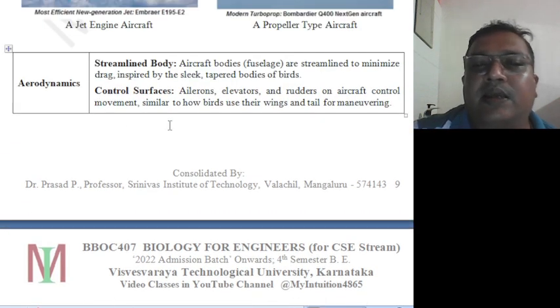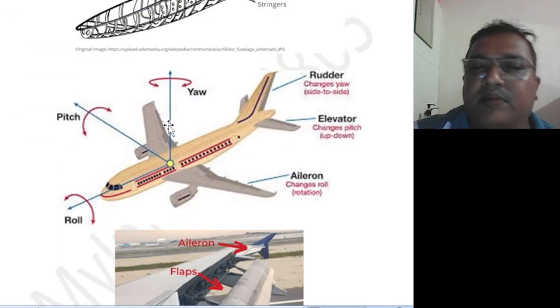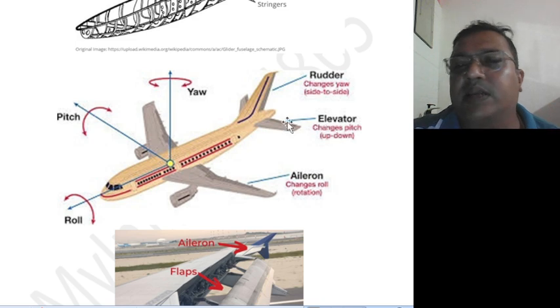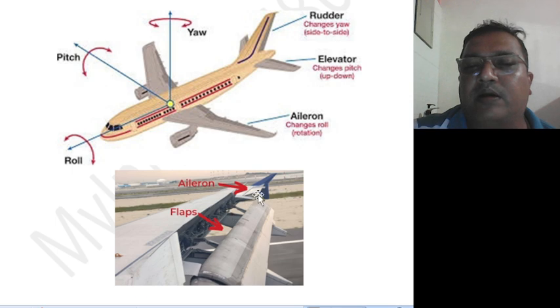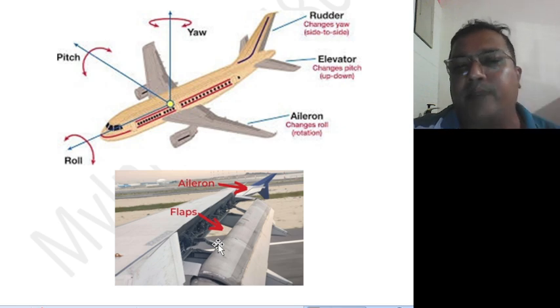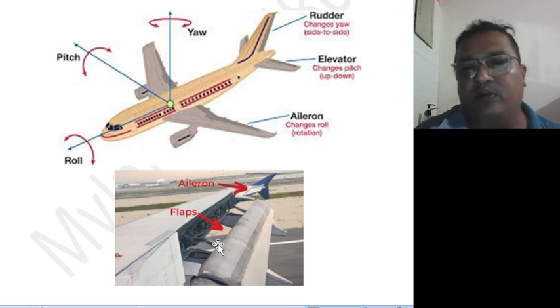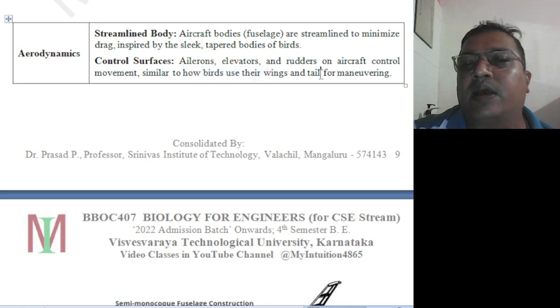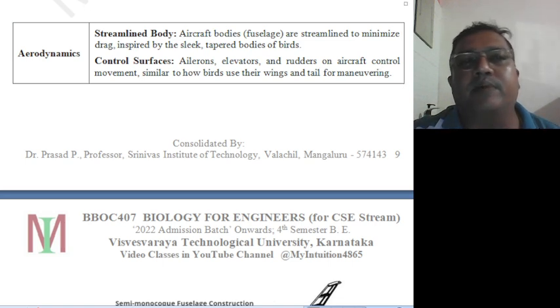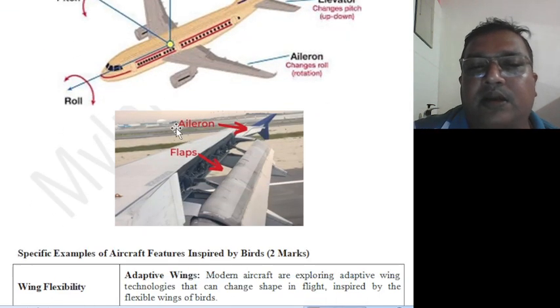Then control surfaces: the ailerons, elevators, rotors. So let me show the image. Okay, so you can see the ailerons, elevator and rotor, which are able to move. They change roll for rotation, change pitch up and down, and change your side to side movement. For all those different movements, you can see the different parts, and every part can be made to move. Based on whatever control the pilot does, the changes happen in the aileron, elevator and rotor, which makes the aeroplane move accordingly. This is similar to how birds use their wings and their tail to control. In the same way, in the case of aeroplanes, aerodynamics considerations are there.